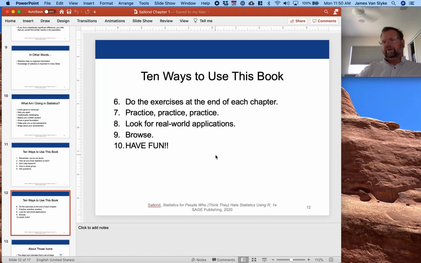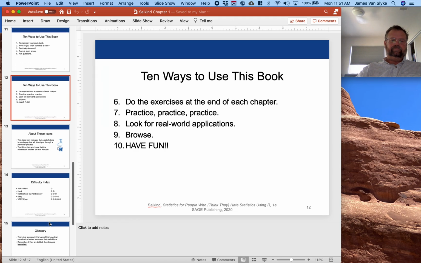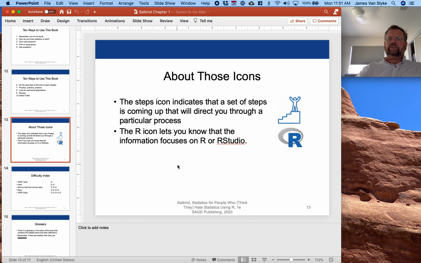Always look for real-world applications. Look for places you can use statistics in your newspapers or your magazines, or just looking at different data in that way. And then, of course, try to have fun. This isn't the funnest subject in the world. I understand that. I try to make jokes. They're usually bad dad jokes. I apologize already for those. But just do the best that you can. Stick with it, and you'll be good.